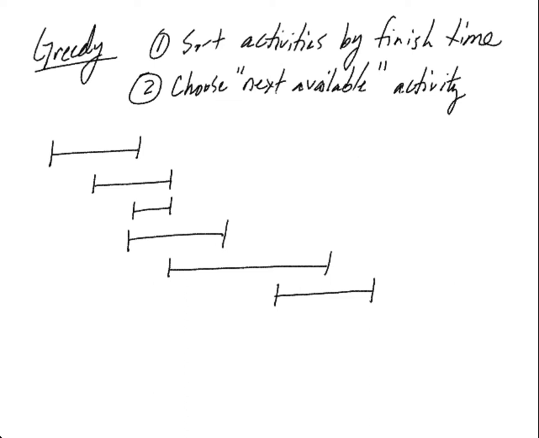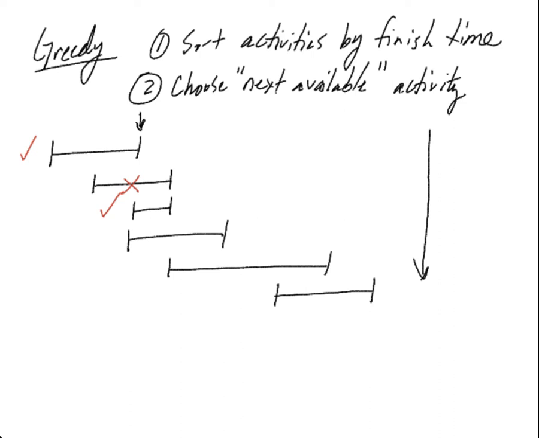Okay, now you can see these activities are sorted by finish time. As we go down through the activities, all the finish times are monotonically increasing. So the greedy algorithm says choose the first activity. Then choose the next available activity. Is the next activity available? No, because it overlaps with the first activity. Here's the next available activity.